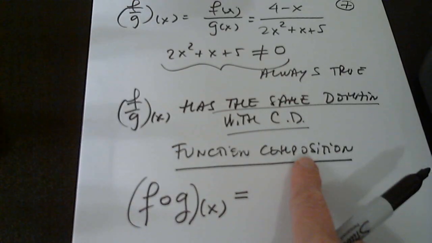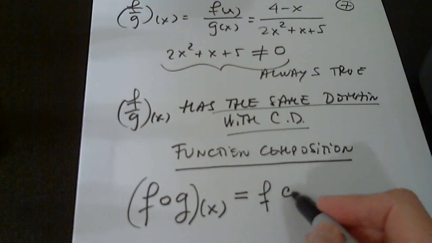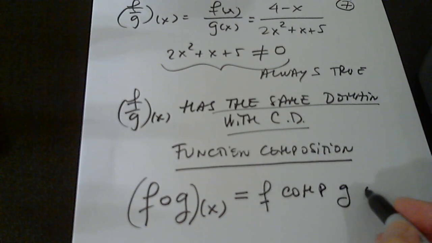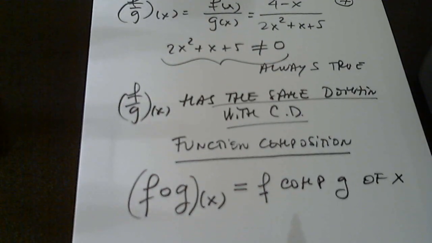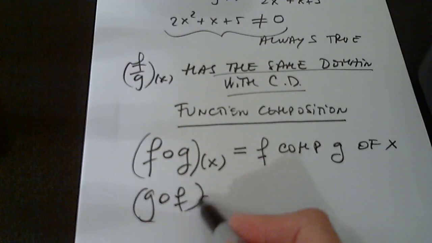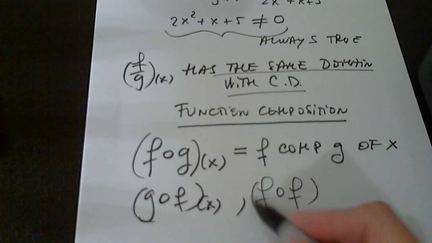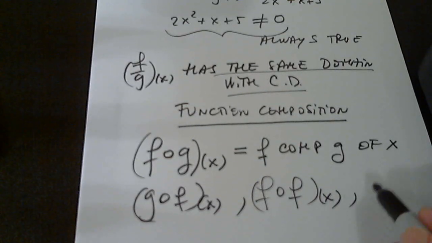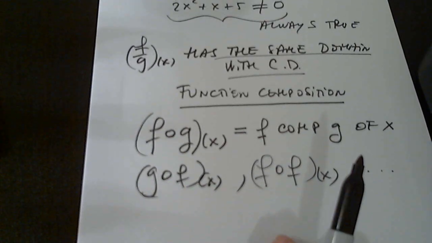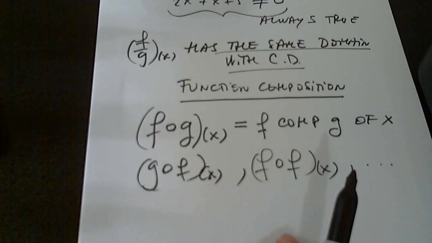F composition, f comp g, f comp g of x. Of course, I can have g comp f of x. I can have f comp f of x. I can have g comp g of x, and so on and so forth. What does it mean, really? It's not addition, it's not subtraction, it's not multiplication, it's not division.